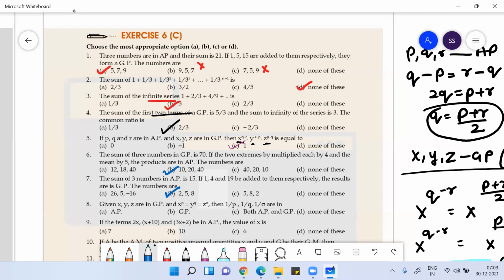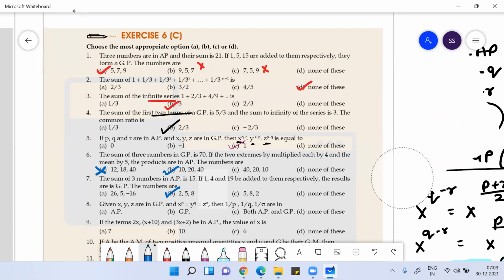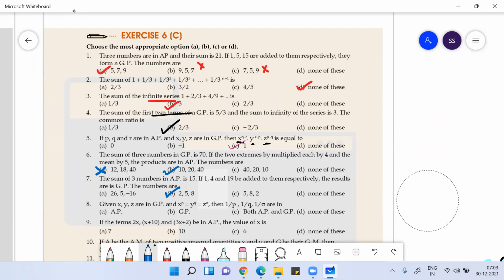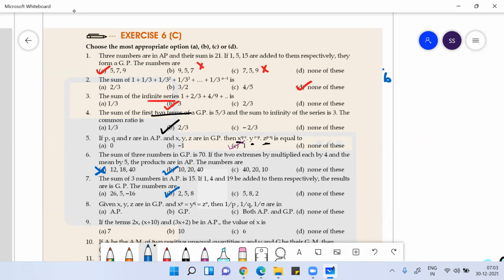The three numbers should be in GP. Okay. So if you see, option A is not in GP. B is in GP. C is in GP. Okay. So if the two extremes are multiplied each by 4, with option B you have 10, 20, 40. You have option C, 40, 20, 10.